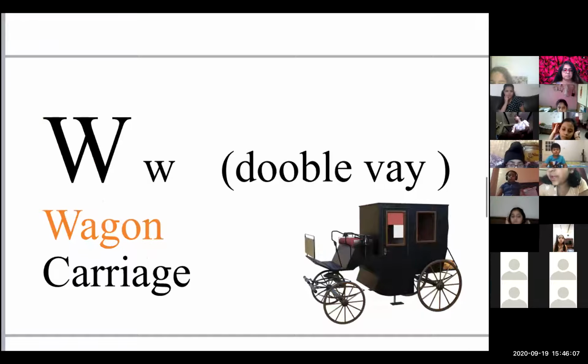W. In French we say W. From W it is wagon. Wagon means carriage.